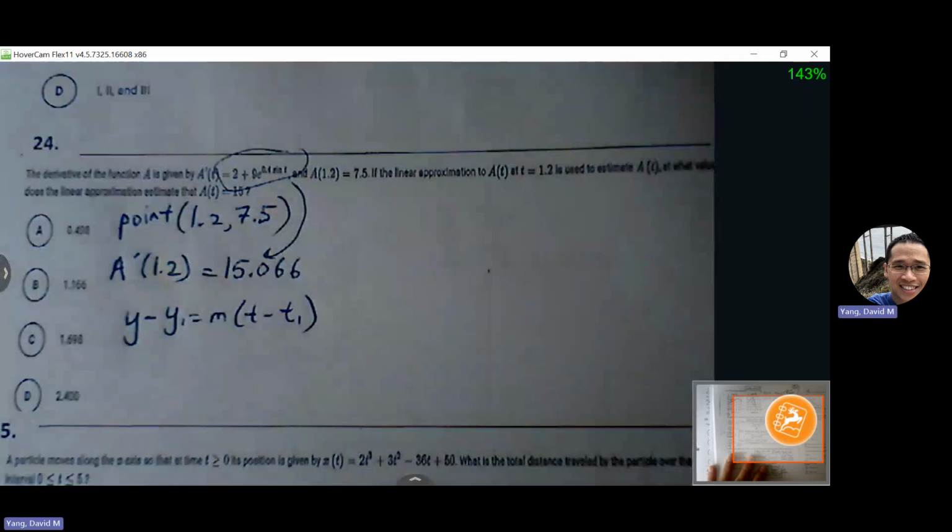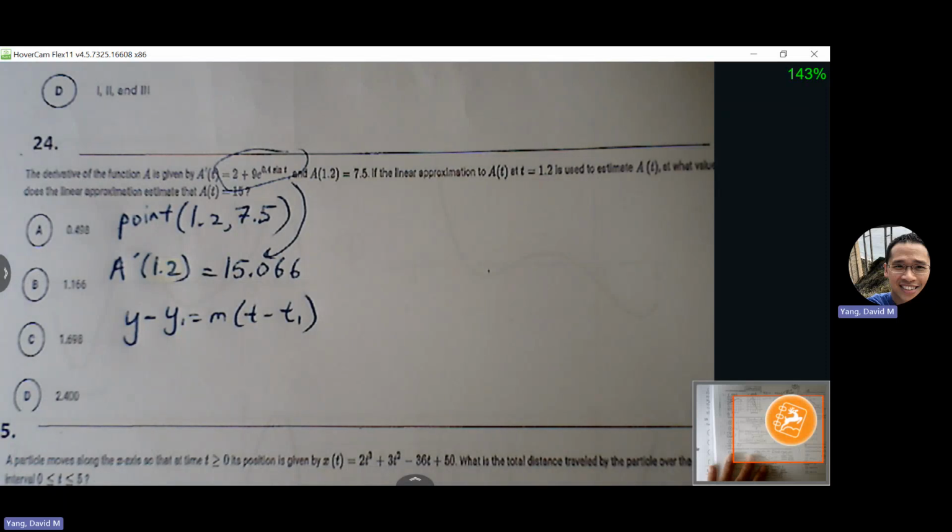Now, my variable is a little bit different here. Instead of x, they use t, so I'm just going to adapt it. y minus y sub 1 equals m times (t minus t sub 1).